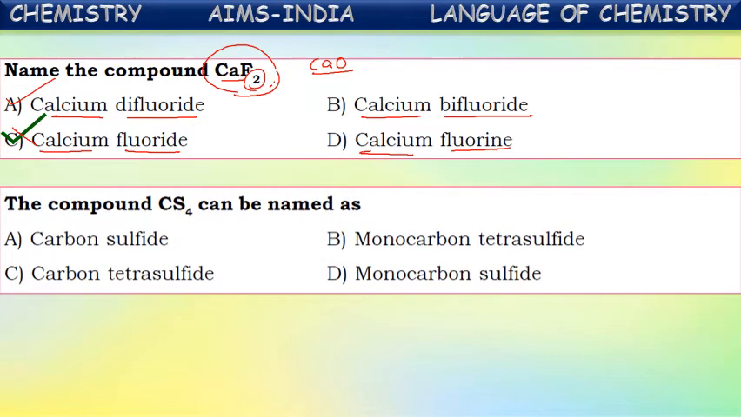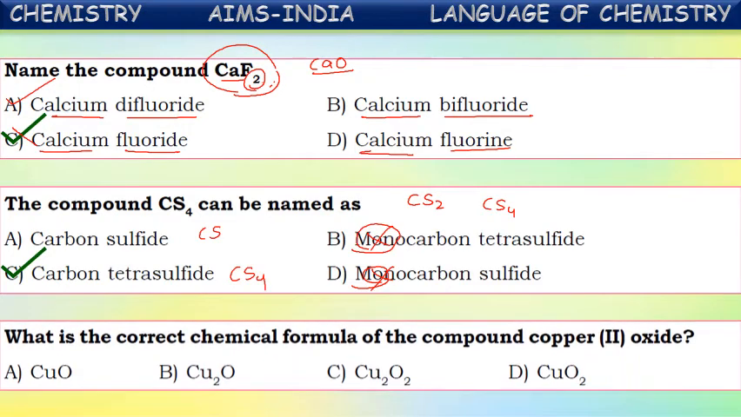Next one. The compound CS4 can be named as. See, CS is called carbon sulfide, CS2 means carbon disulfide, and CS4 means carbon tetrasulfide. That number 4 we definitely have to write. We are not supposed to write mono, as explained in yesterday's class. So obviously CS4 is carbon tetrasulfide.